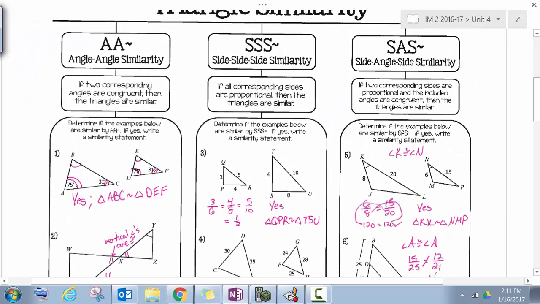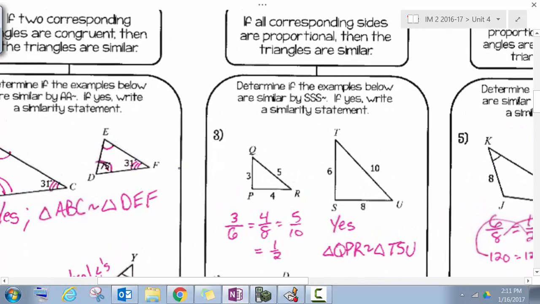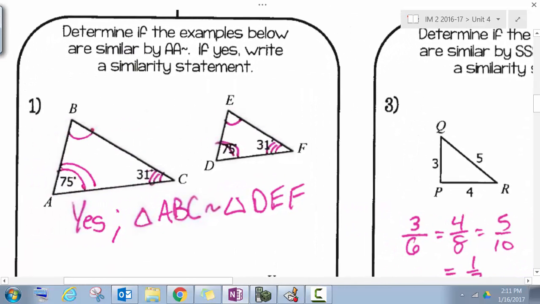Angle, angle. If two corresponding angles are congruent, then the triangles are similar. In this first one, are these two triangles similar? Well, angle A is 75, angle D is 75. That's one pair of angles congruent. Angle C is 31, angle F is 31 as well. So we have two pairs of angles congruent. Because all three angles add up to 180, these other angles are congruent as well, but we don't need them. So, yes, these are similar.